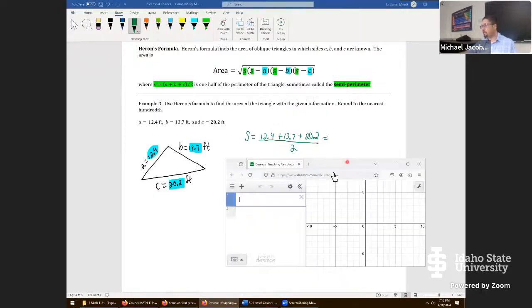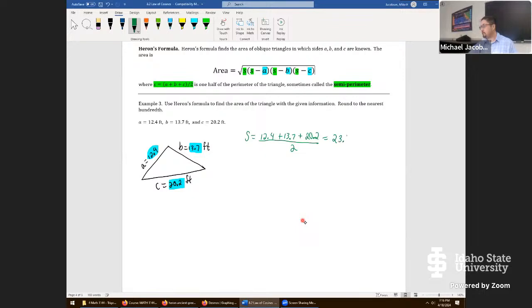Okay, so first, the computation of S is going to be 12.4 plus 13.7 plus 20.2, halved. So it comes out as 23.15. So that's step 1. And the last step 2 is us just writing down the answer. It's really that quick to get the area of a triangle if you know all of the side lengths. So the area is now the square root of, following the format, we just take S, 23.15.